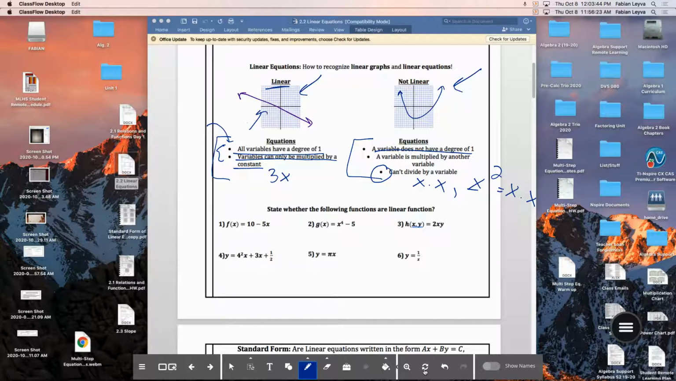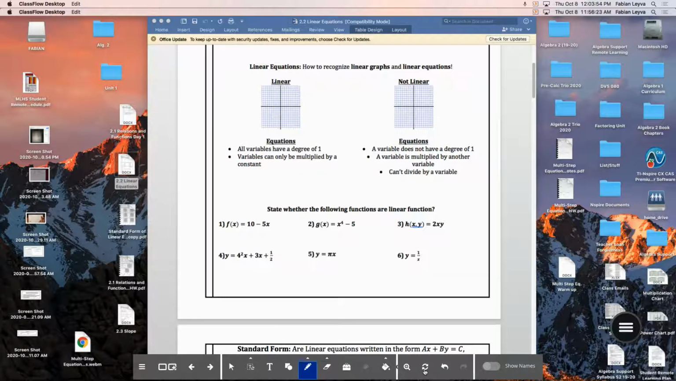So you can't divide by a variable because it'll give you something that's called the reciprocal function. So we're going to use these two rules to help us figure out, and I'm going to erase this right here so that we have a clean slate. We're going to use these two recommendations to figure out if these 6 equations would give us a graph of a straight line. AKA, are they linear equations?